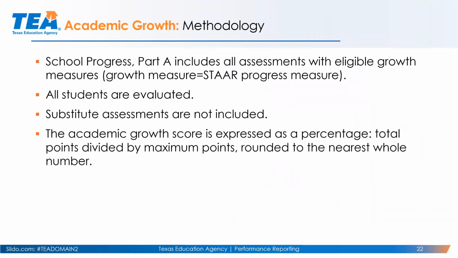So how we calculate academic growth is as follows. School Progress Part A includes all assessments with eligible growth measures. And when we say growth measures, we mean the STAAR progress measure. All students are evaluated, and substitute assessments are not included. We cannot measure growth from, for example, grade 8 STAAR to a student taking a substitute assessment for Algebra 1. We cannot calculate growth in that scenario. The academic growth score is expressed as a percentage: the total points divided by the maximum points, rounded to the nearest whole number.